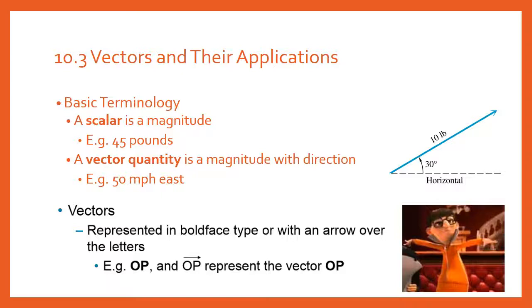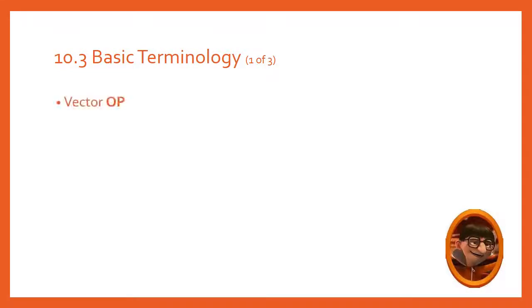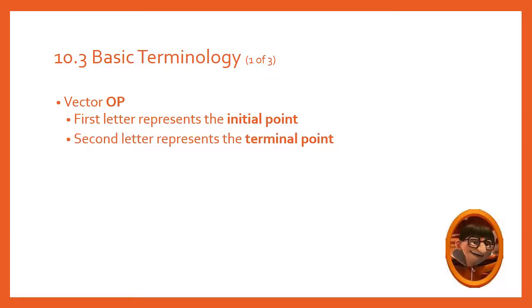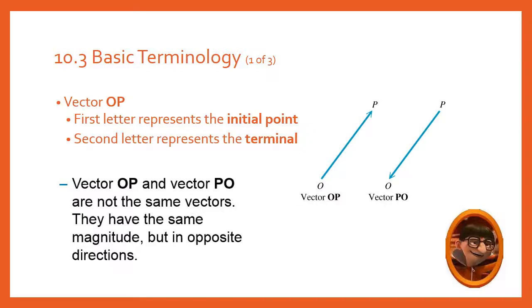Vectors are generally represented in boldface type with an arrow over the letters. So you have two examples here, boldface OP and OP with the arrow. Both of those represent vector OP. The first is the starting point. The second is the point it goes through. So the first letter is the initial point, as I just said. The second letter is the terminal point, where it ends.